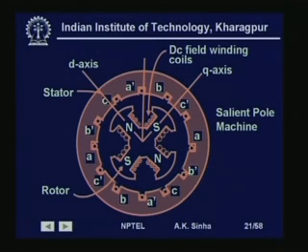Therefore, we cannot use a uniform model for this. We have to, in this case, use a 2-axis model, that is, one axis which is the direct axis along the pole face, and another axis which is in quadrature with it along the interpolar region. So, this is, if you see, an angle of 90 degrees electrical. The angle here and here between north and south is 180 degrees electrical. So, this is 90 degrees electrical.